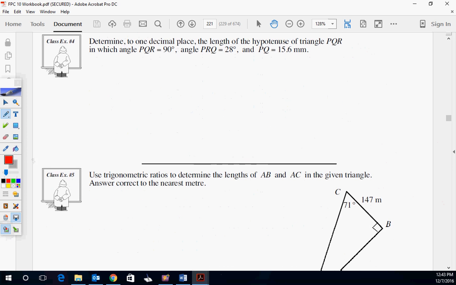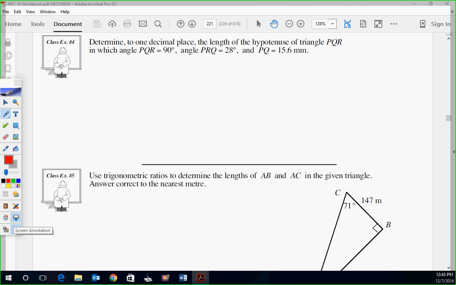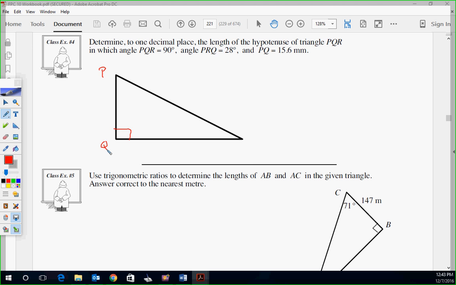Okay. Determine to 1 decimal place the length of the hypotenuse of a triangle PQR, in which angle PQR is 90, angle PRQ is 28, and PQ is 15.6. So the first thing, a lot of information there, we want to go and draw our triangle. This might not be to scale because I just made this one randomly. All right, so we know we have PQR because it says PQR is 90. Angle PRQ, so that'd be here, is 28. And then PQ is 15.6. What's the hypotenuse?